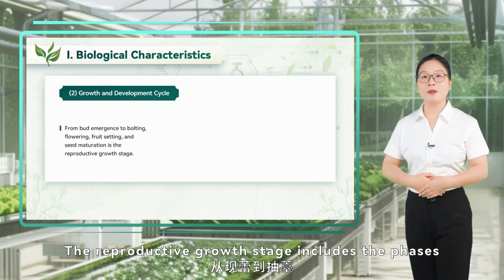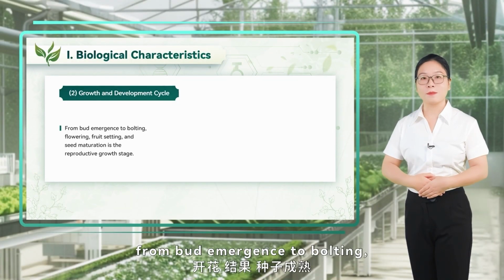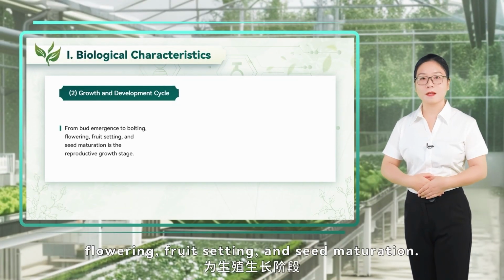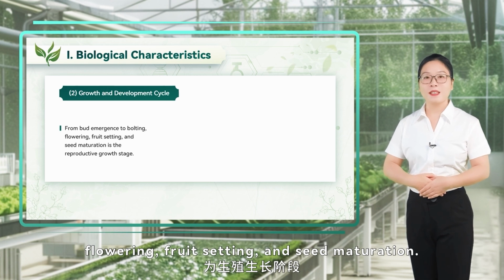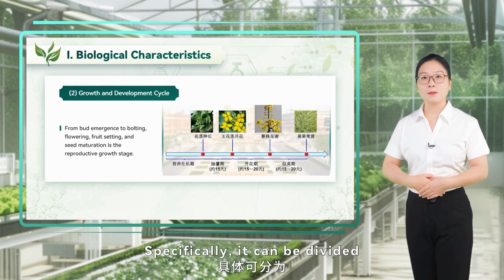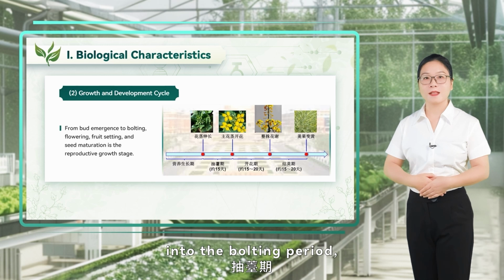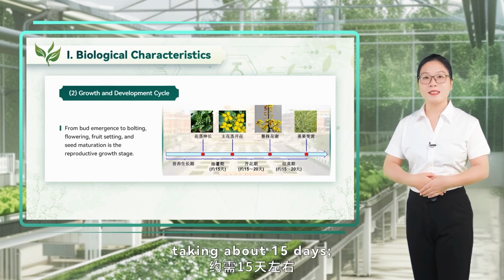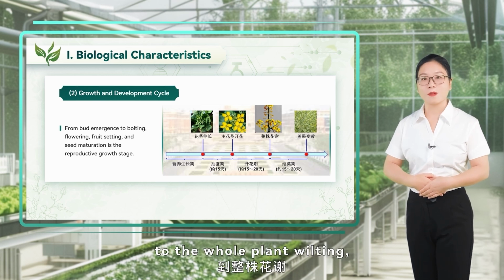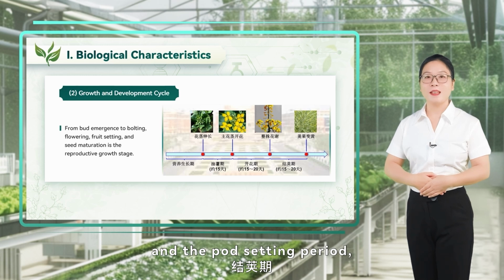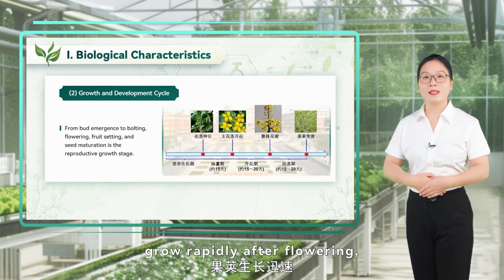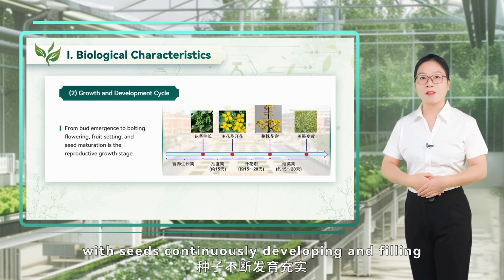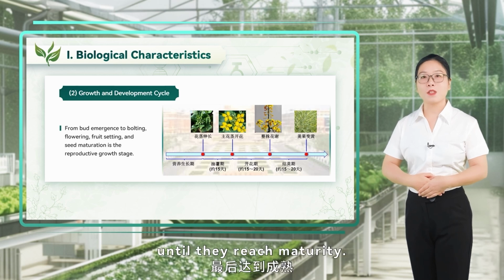The reproductive growth stage includes the phases from bud emergence to bolting, flowering, fruit setting, and seed maturation. Specifically, it can be divided into the bolting period, from the start of bolting to the beginning of flowering, taking about 15 days, the flowering period, from the main flower stem blooming to the whole plant wilting, taking about 15 to 20 days, and the pod setting period, during which the pods grow rapidly after flowering, with seeds continuously developing and filling until they reach maturity.